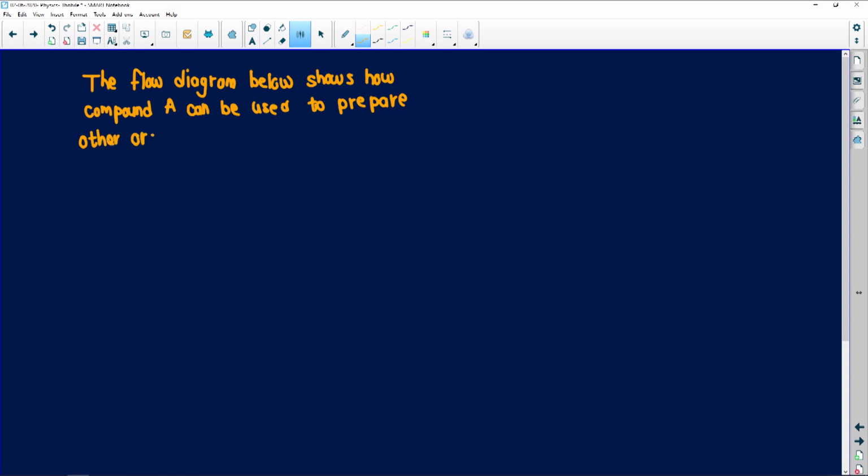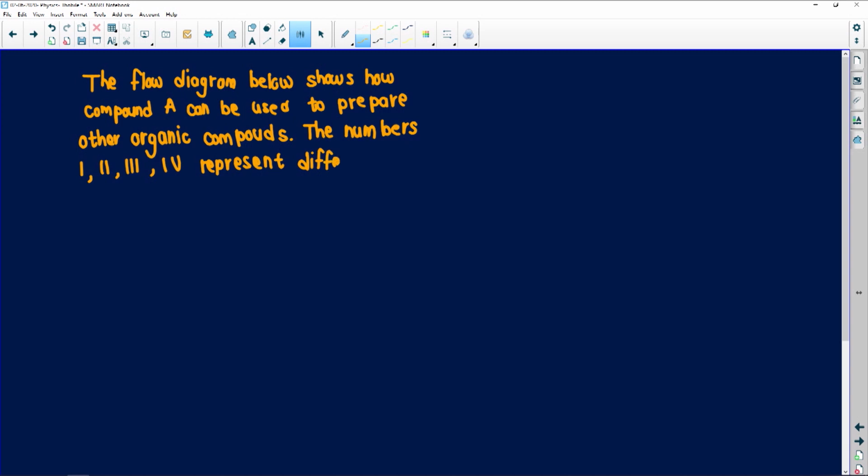other organic compounds. So already you can see it's going to change compounds, and then the numbers. Again, here in the diagram that I'm given, they've used the Roman numerical numbers. You keep to these Roman numerals, and then they represent different organic reactions. Okay, already I can see the word reactions.